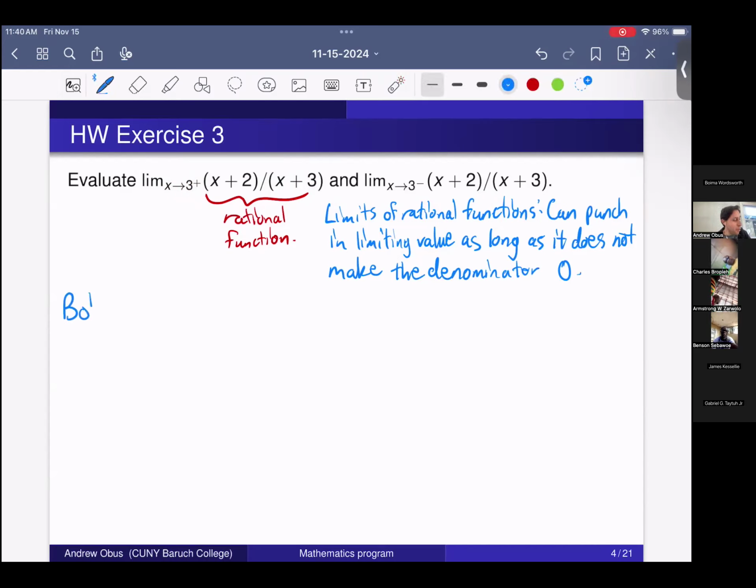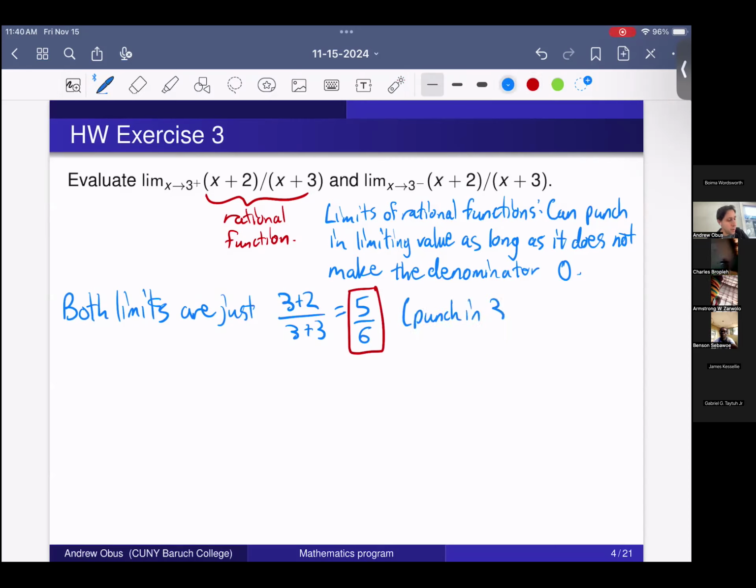So this just tells us that both limits are just what you get when you punch in 3. So just 3 plus 2 over 3 plus 3, or in other words, 5/6. So just punch in 3. That's all that you have to do for this problem.